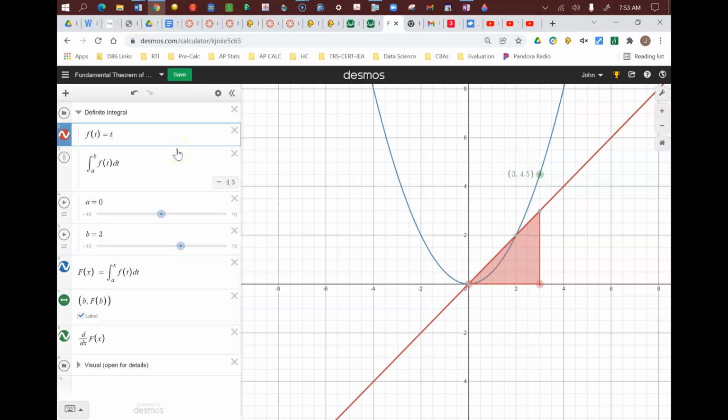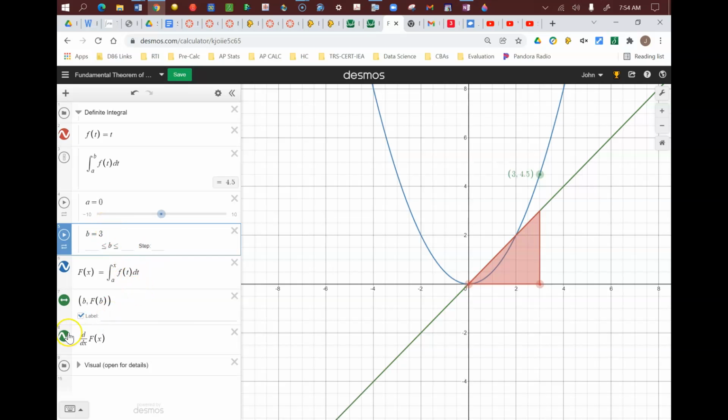So we'll use f of t is equal to t. And f of t is equal to t is the red line shown there. And we're going to integrate that from 0 to 3. And as you know, the area of a triangle is 1/2 base times height. So 1/2 times 3 times 3 is 4.5. And the blue function, again, is representing the value of the integral at any upper bound if we're starting at 0.